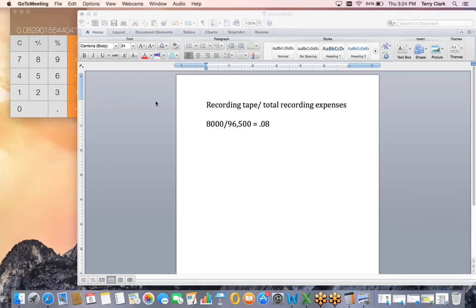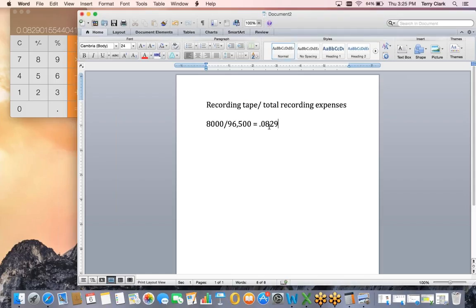All right, so I got 0.0829. Okay, now that has a decimal. What I'm going to do is move that decimal 2 places to the right.